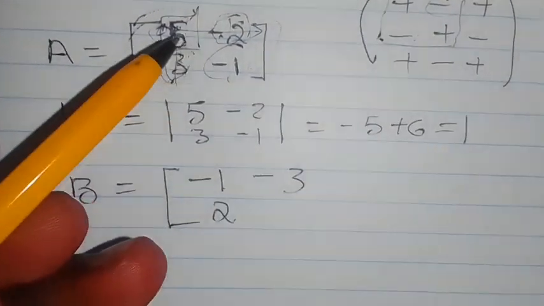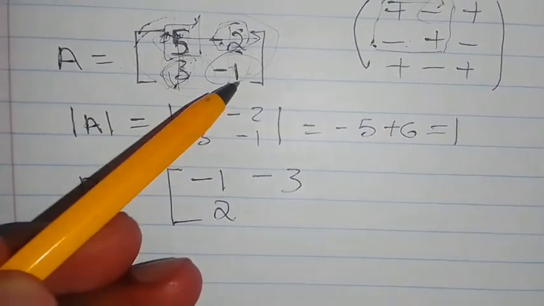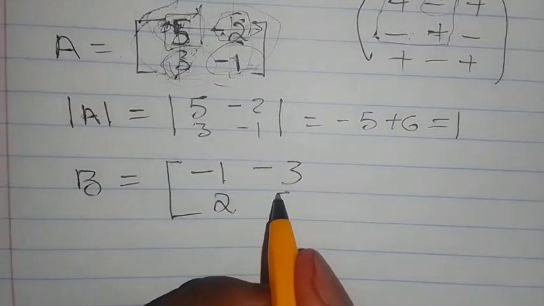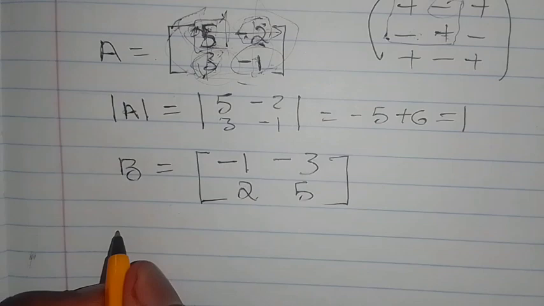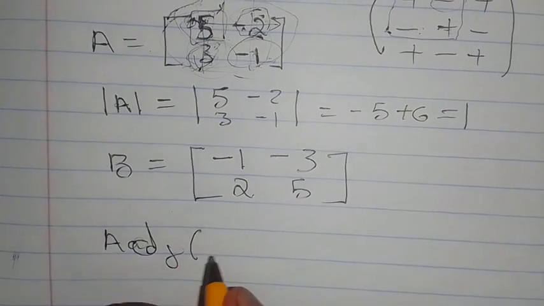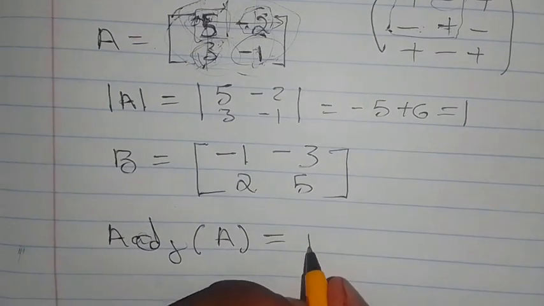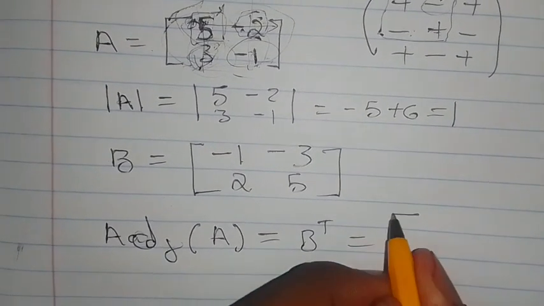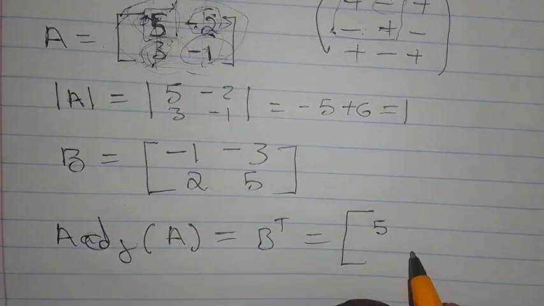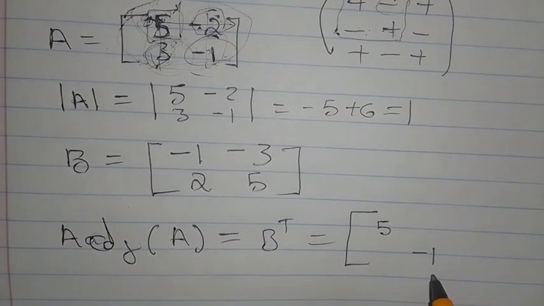And then another thing you need to keep in mind is the last entry here. You exclude this column and this row, then you just remain with 5, and you just keep the sign as it is, so you just have 5 like this. And now an adjugate of a matrix here will be given by something called a transpose of a matrix. So it will just be B transpose. That means just swap the rows and columns of B.